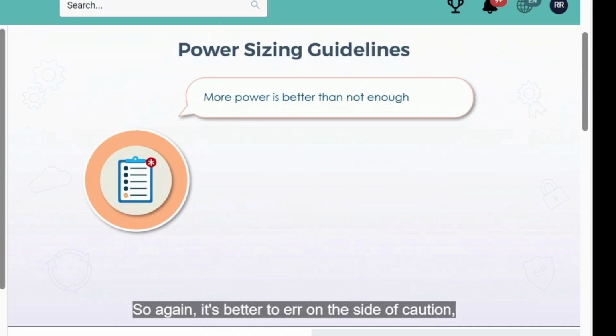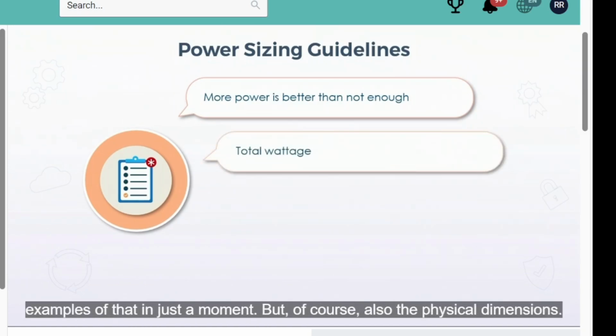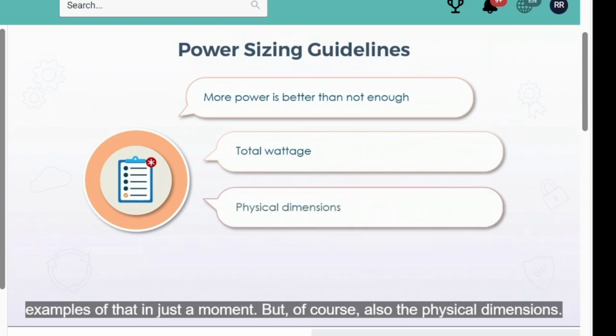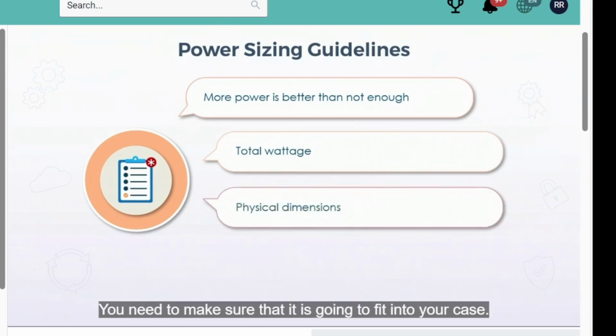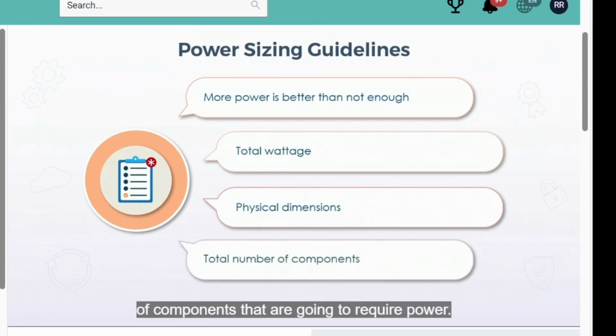So again, it's better to err on the side of caution, but you do want to be mindful of the total wattage of the power supply, and we'll take a look at some examples of that in just a moment. But of course, also the physical dimensions. You need to make sure that it is going to fit into your case, and with respect to the total wattage, you should be mindful of the total number of components that are going to require power. So again, we'll take a closer look at some examples of those.